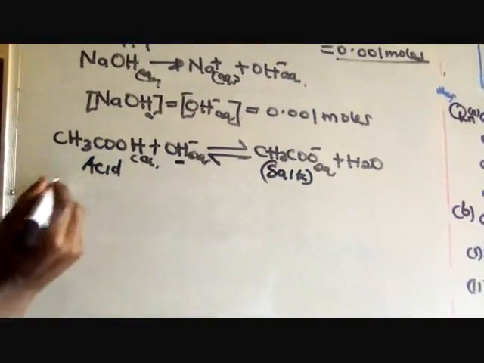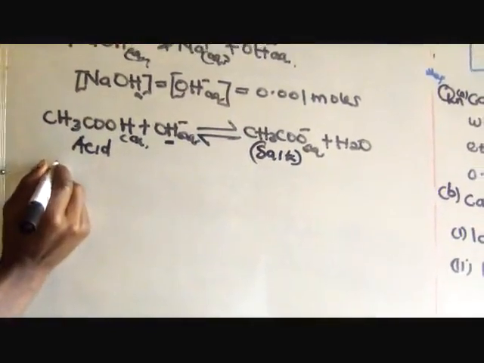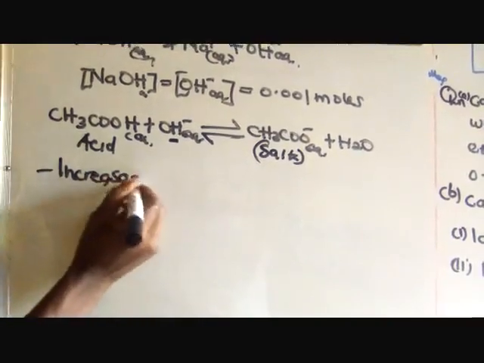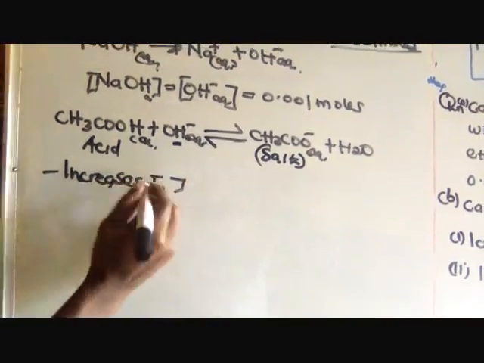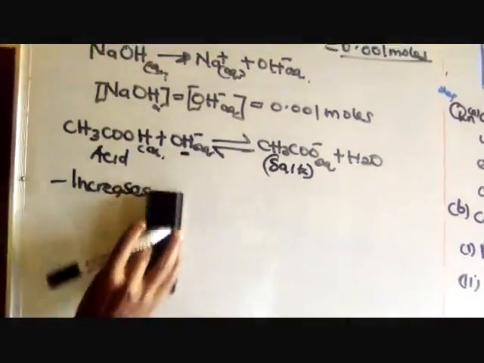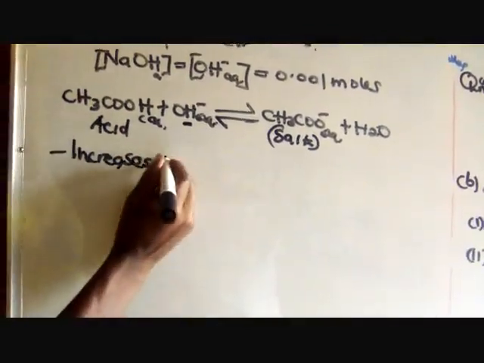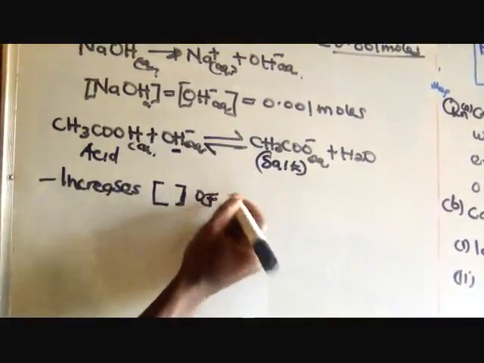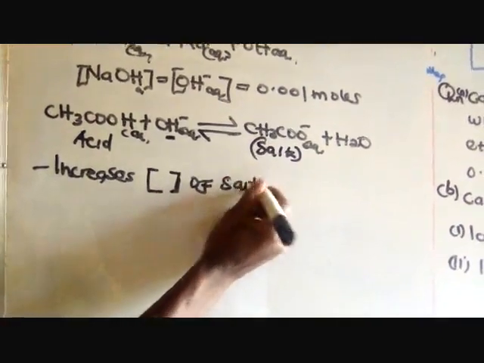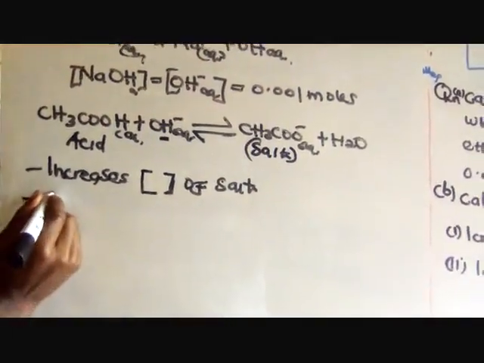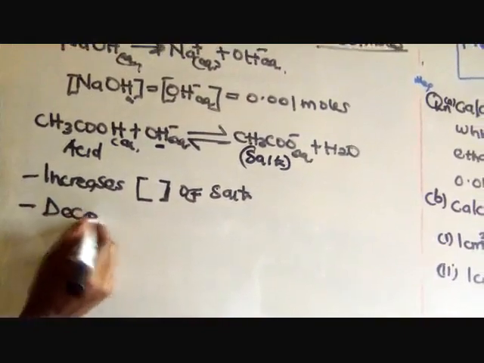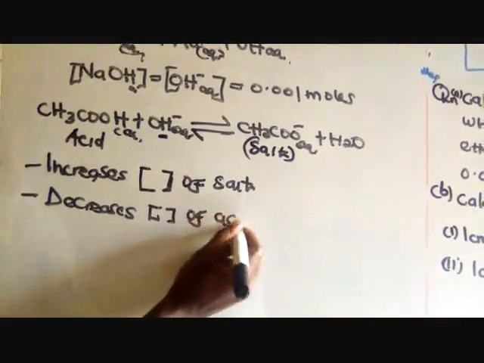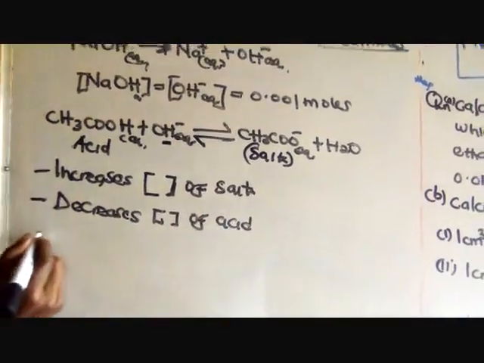So we can wrap up by saying addition of hydroxyl ions increases the concentration. This bracket is used for concentration. However, remember to make the bracket a square bracket. It increases the concentration of the salt. At the same time, we see that it reduces or decreases the concentration of the acid.